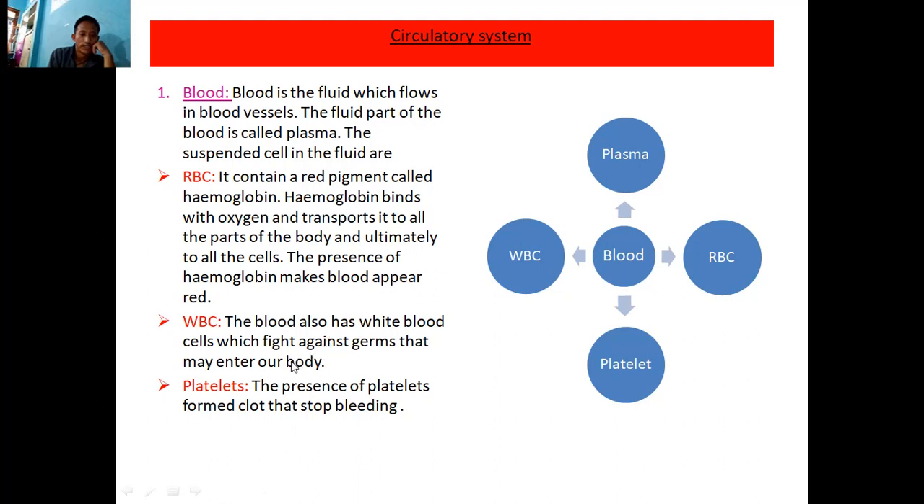White blood cells fight against pathogens as a defense mechanism. Platelets are cells carried in blood. The presence of platelets forms clots that stop bleeding.